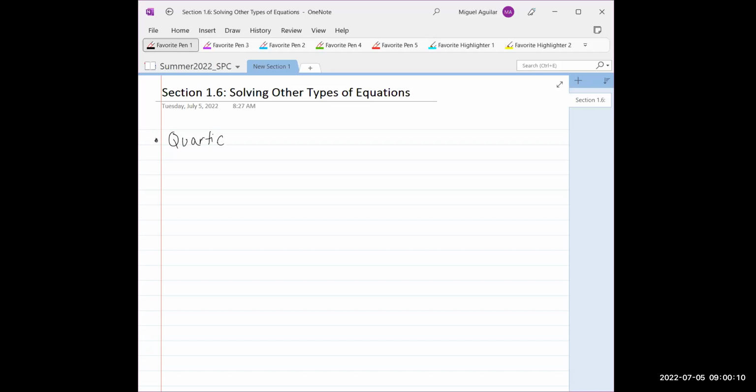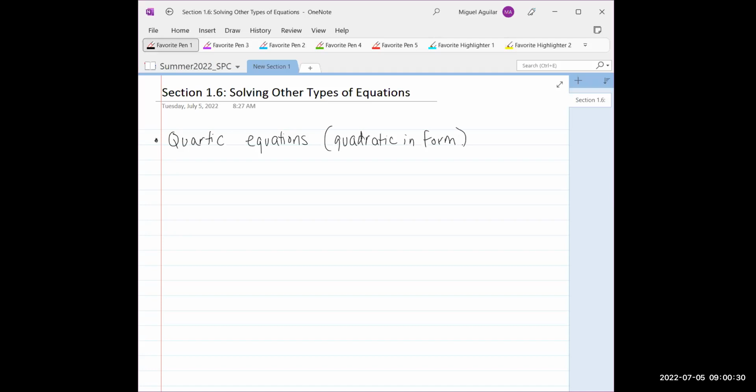Sorry about my handwriting, guys. It's hard to write on the screen, so just bear with me. Quartic equations that are quadratic in form.